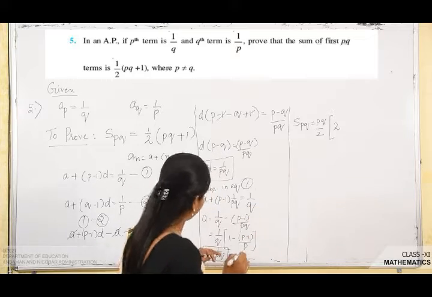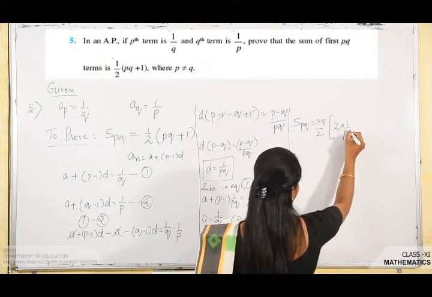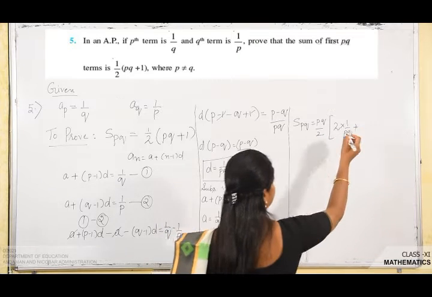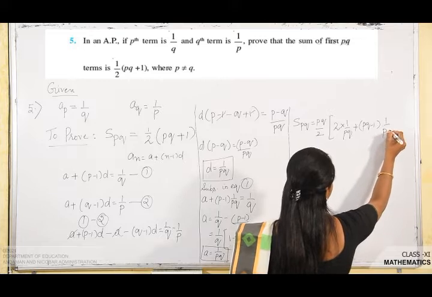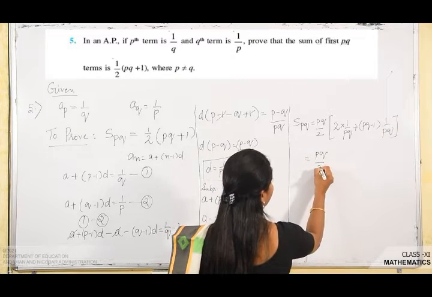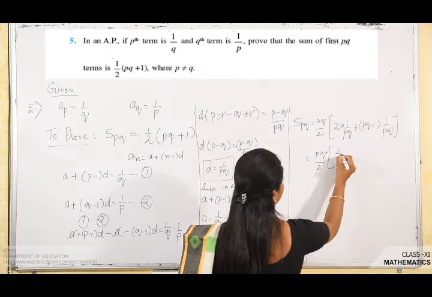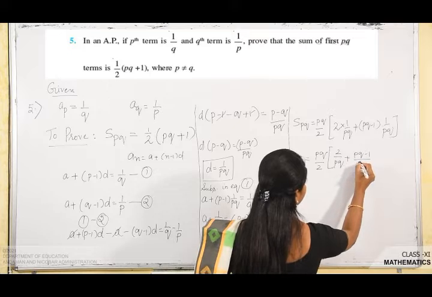2A means what is the value of A? You got it, 1 by PQ. So 2 into 1 by PQ plus n minus 1, so it is PQ minus 1 into D, which is again 1 by PQ. So PQ by 2, you are getting 2 by PQ plus PQ minus 1 by PQ.